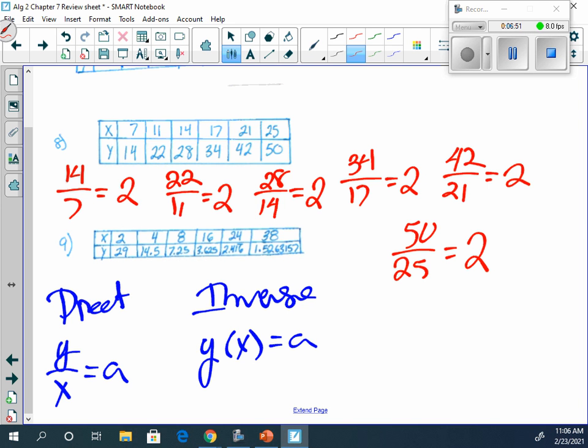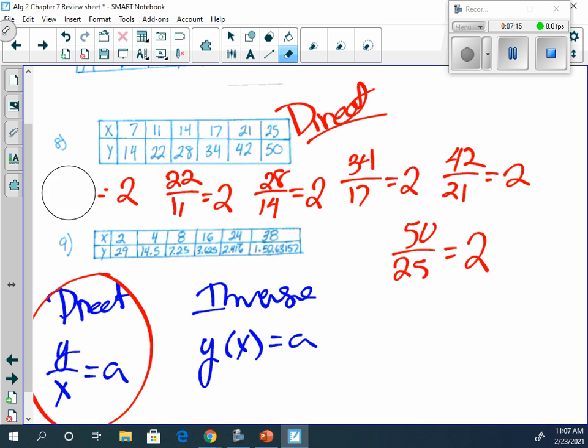So since we got the same value, there's this constant term between each one of these sets of numbers. And we got it from using this here. It means that this here is direct. This is a direct variation, because when we did that division, we got the same number each and every single time.